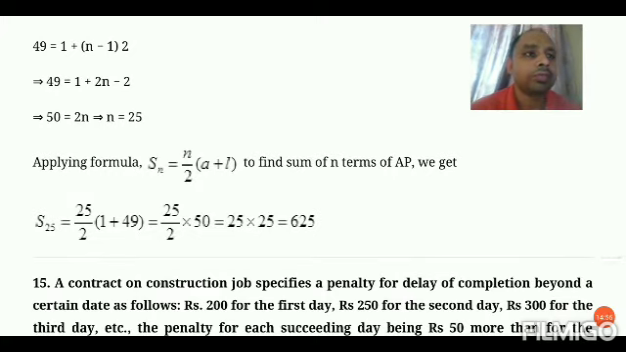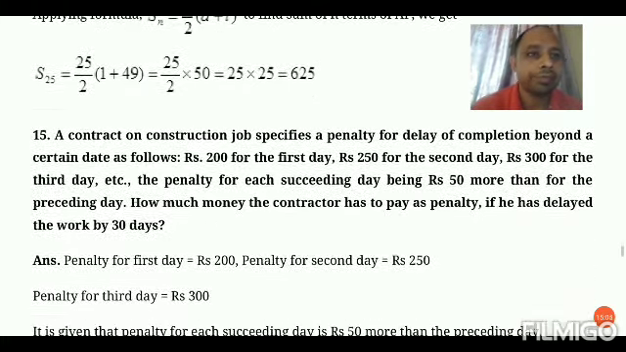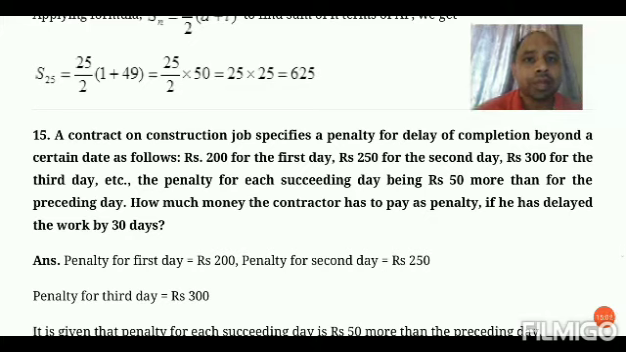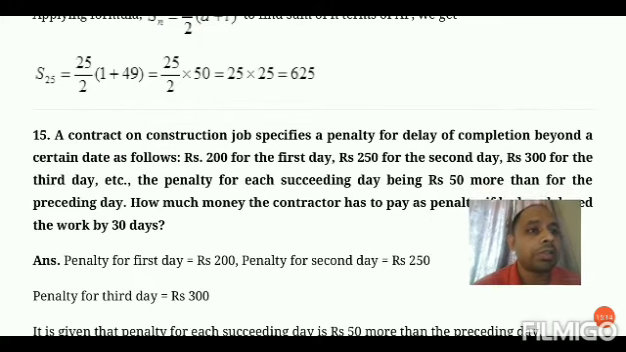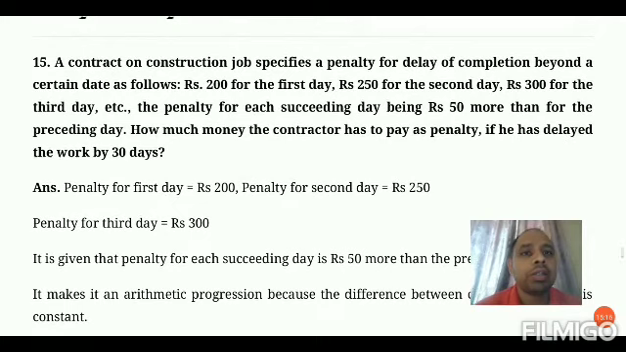625. Now the last question of this video, question number 15. A contract on construction jobs specifies a penalty for delay of completion beyond a certain day as follows: rupees 200 for the first day and rupees 250 for the second, similarly 300 for the third. The penalty for each succeeding day being rupees 50 more than the preceding day.